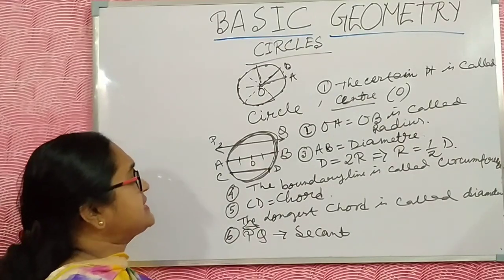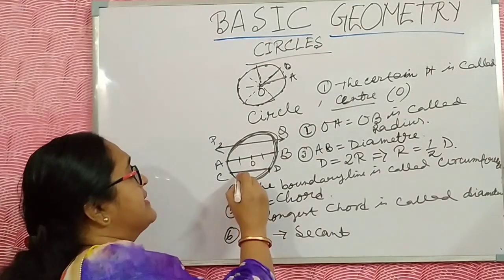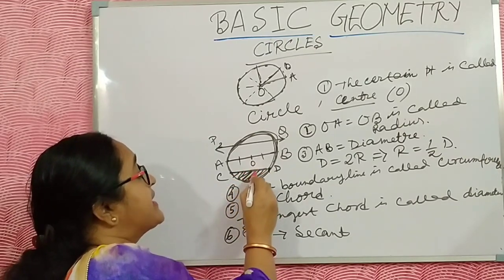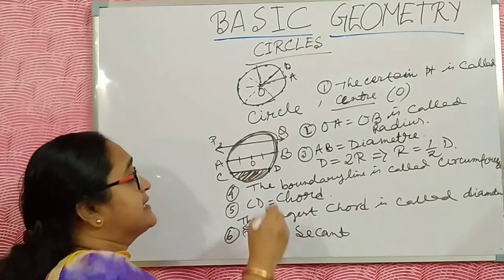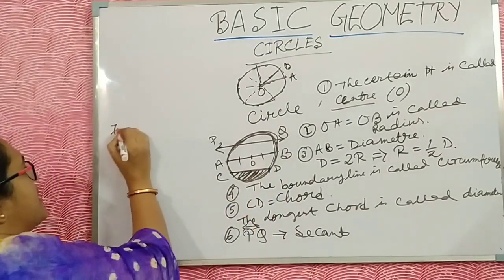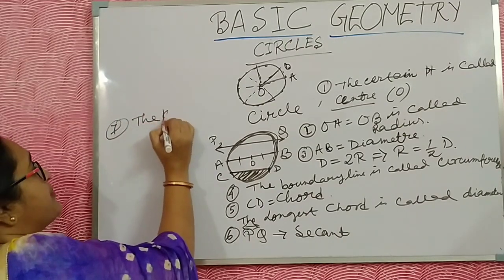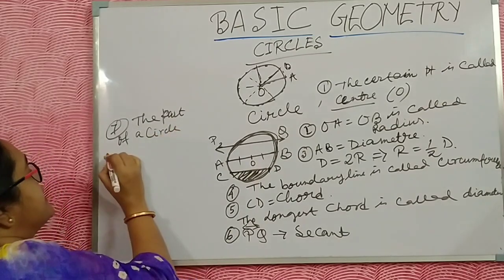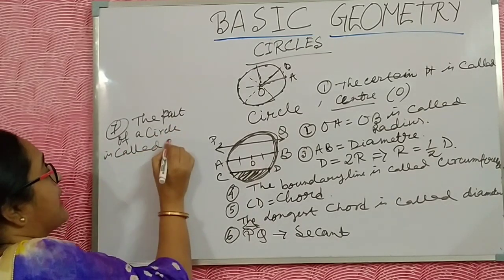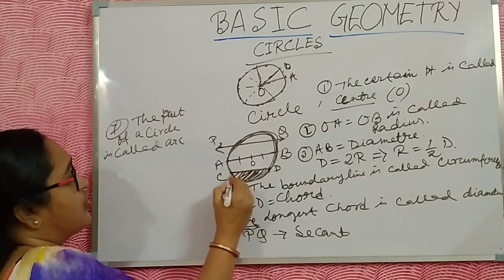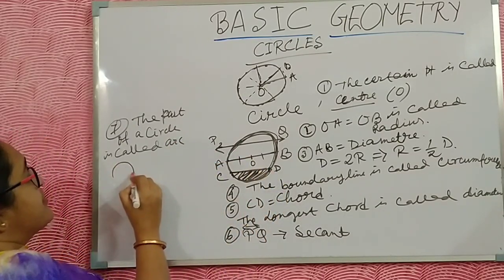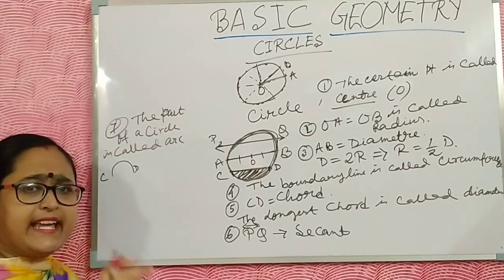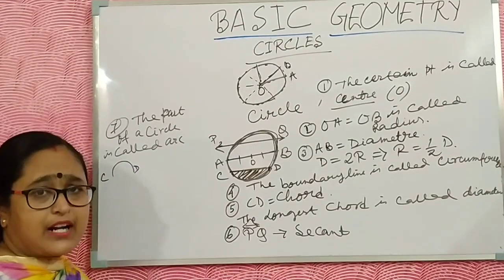Now the segment. What is a segment? The chord and the arc of a circle make a segment. The arc of a circle is what? A part of a circle. Now I discuss the arc. A part of a circle is called an arc. The arc is denoted like this. Here CD is the arc. Any part of the circle is also called an arc.